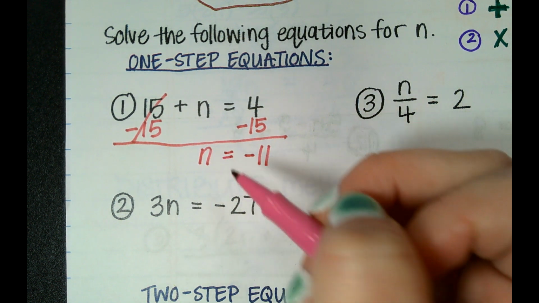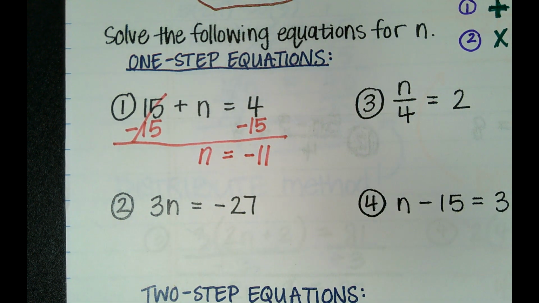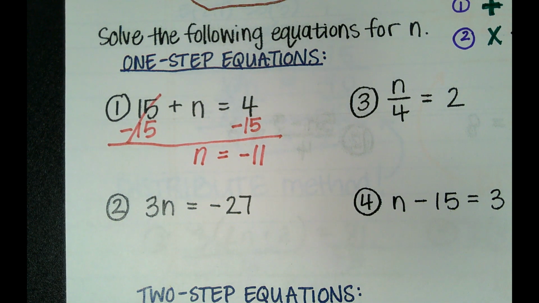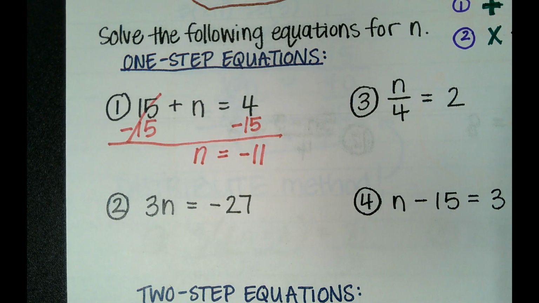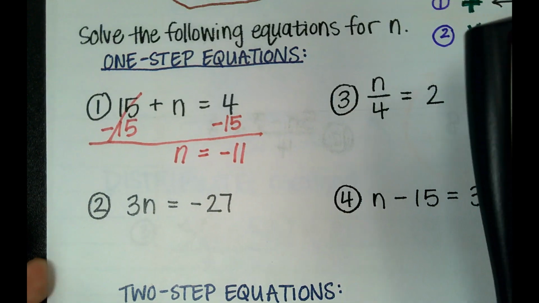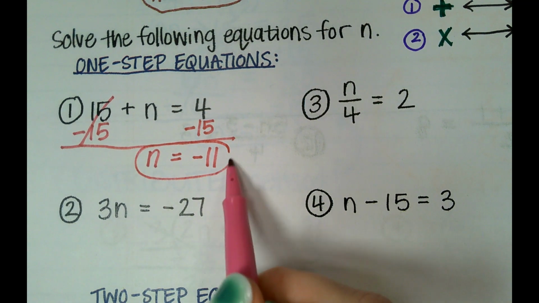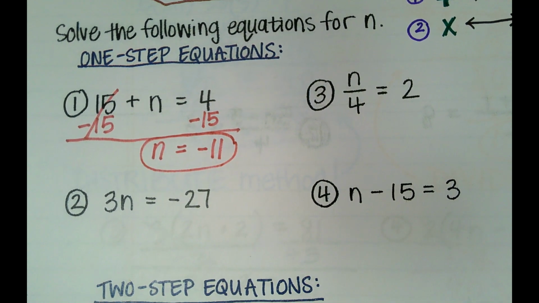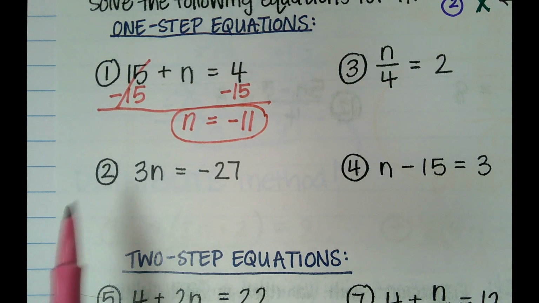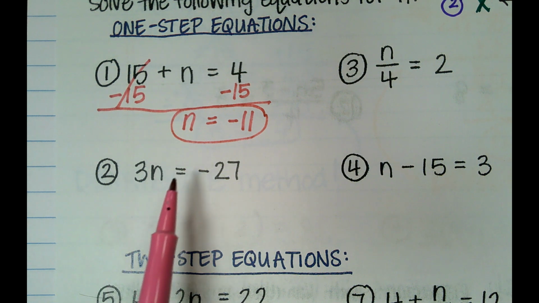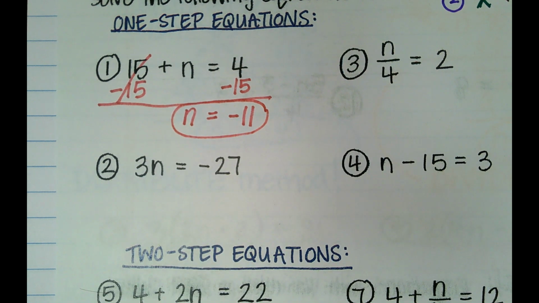Good. Now, I won't recommend you try to do these in your head because it is so easy to think you know the answer and then accidentally use your calculators wrong. We've got to get good at using our calculators, especially when we get into higher maths. So, n equals negative 11. Are we all okay with that? Awesome.